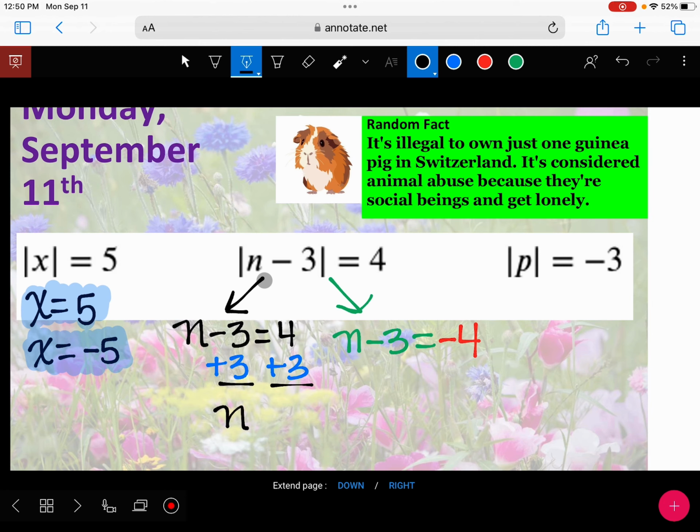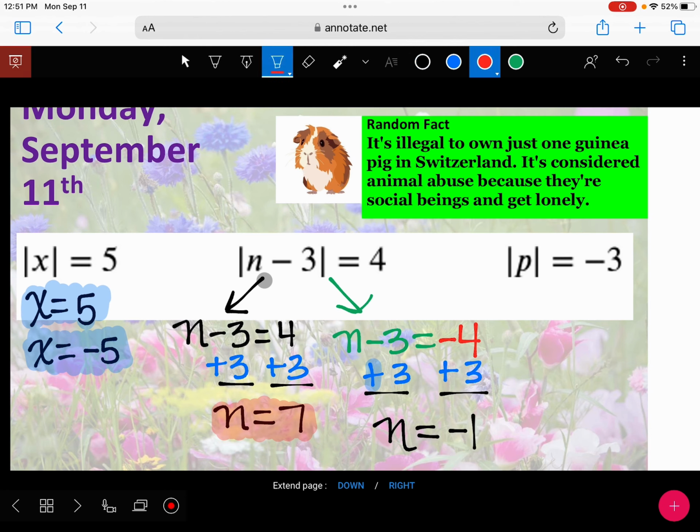So n equals 7. And we add 3. Go ahead, type that in your calculator. Type -4 plus 3. And -1. And that's my two solutions.